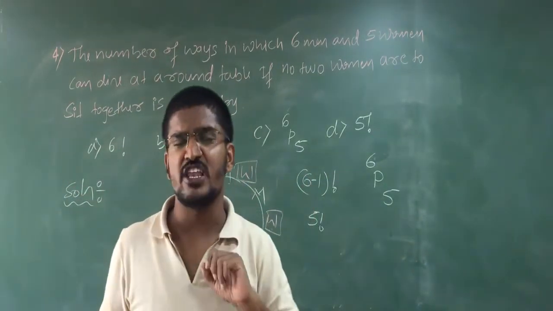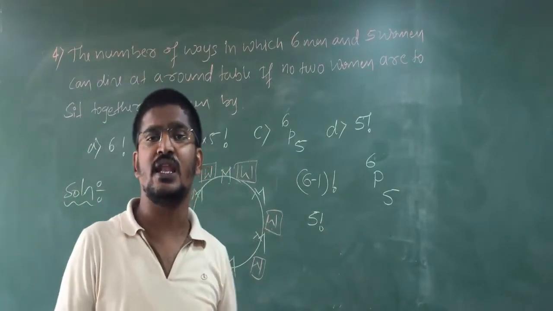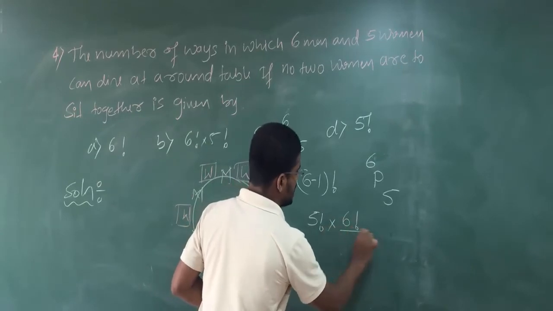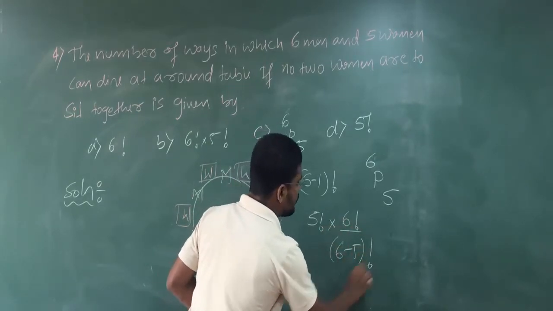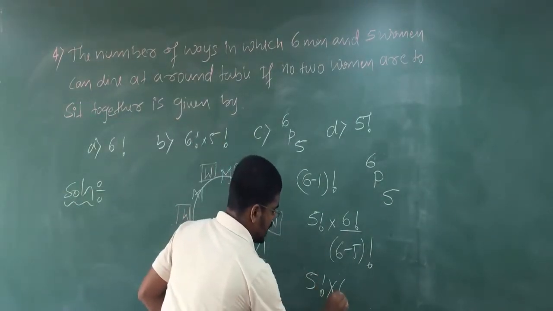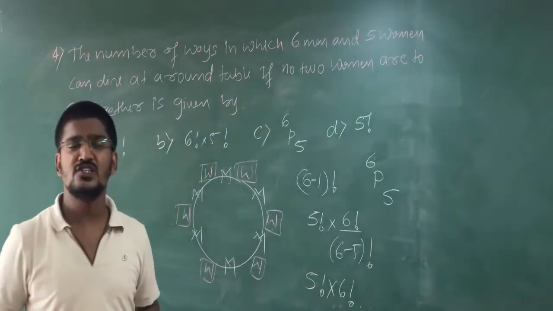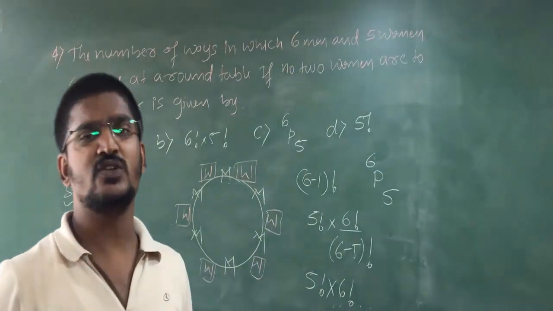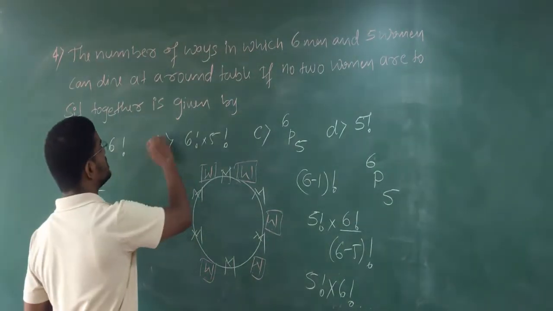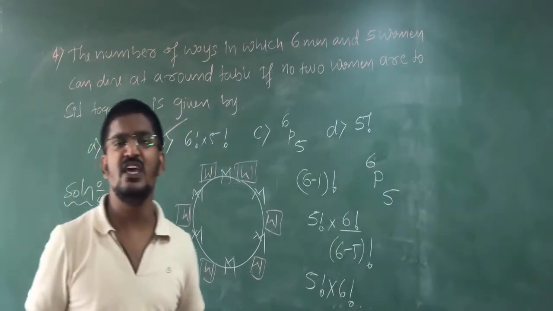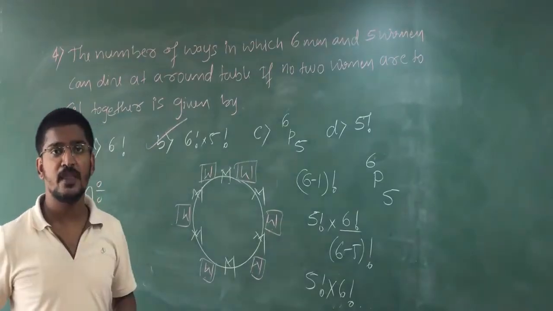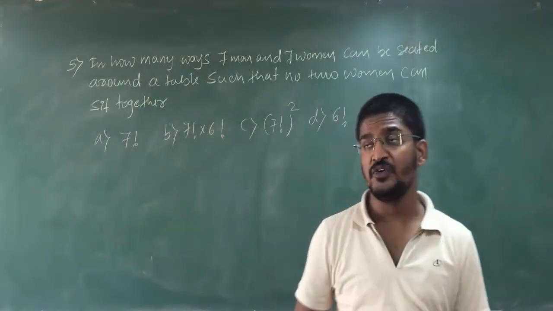This is the mixture of circular permutations and your formal permutation. Clear? So 5 factorial into 6 factorial divided by 6 minus 5 factorial. How much are you going to get? 5 factorial and 6 factorial are multiplied to each other to get your solution. Therefore the answer is 6 factorial multiplied with 5 factorial. So that is your answer. Clear? Okay students, now let us go for the next problem.